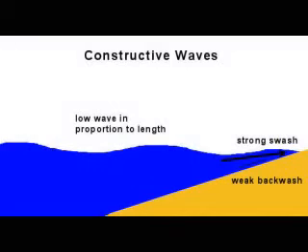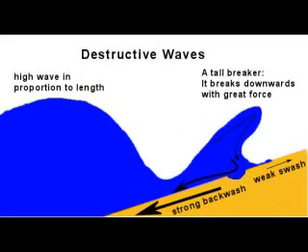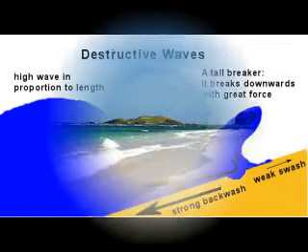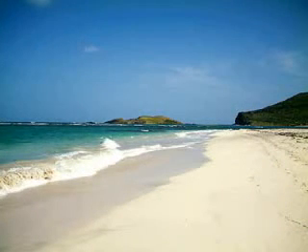Constructive waves move material up a beach, as you can see from the diagram, while destructive waves move materials down a beach. On sandy beaches, the backwash of waves removes materials, forming a gently sloping beach.